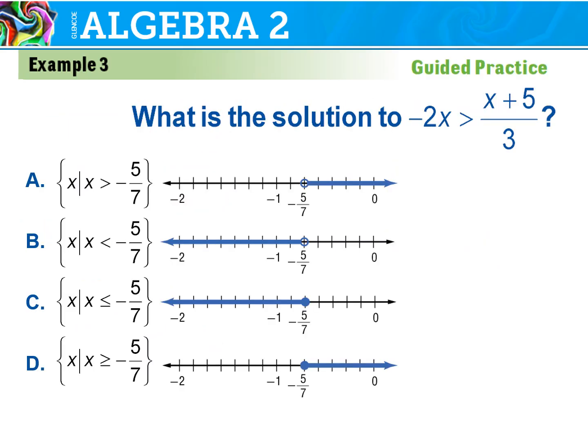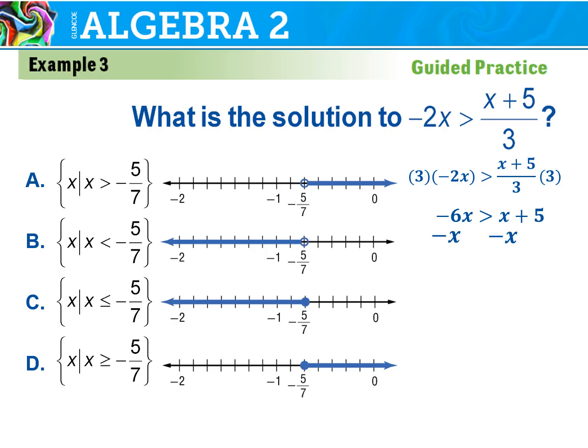What's the solution to this one? Multiple choice guided practice this time. Now we need to get rid of the dividing by 3. So multiply both sides by 3. On the left, we get negative 6x. And on the right, the 3's will undo each other. So negative 6x is greater than x plus 5.